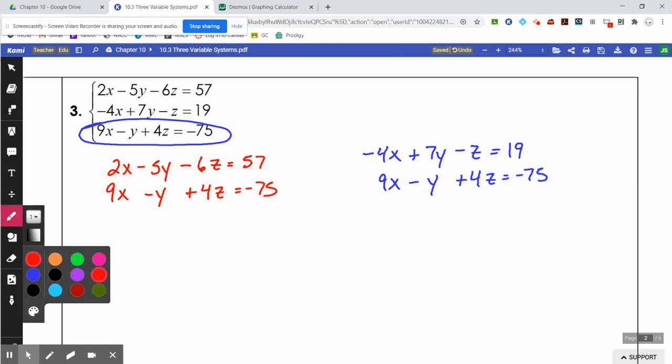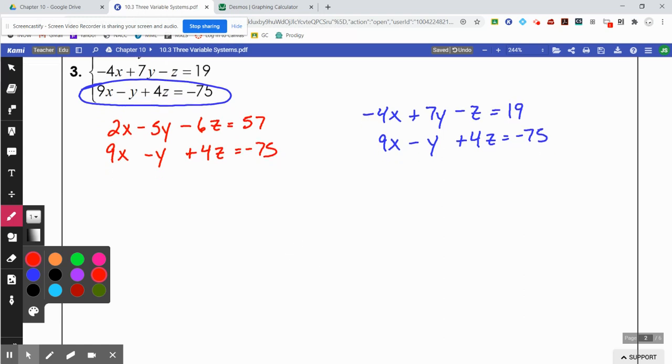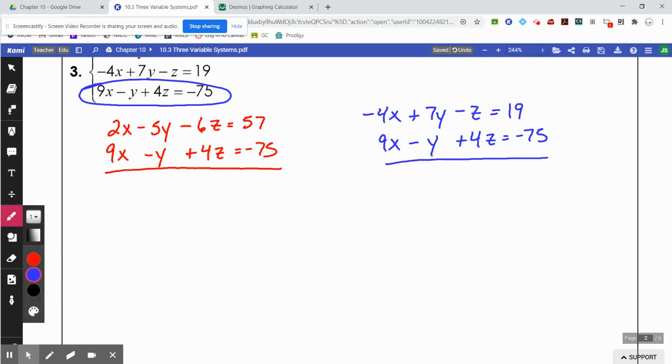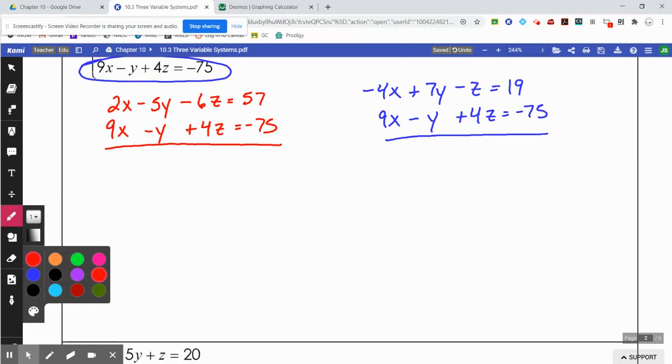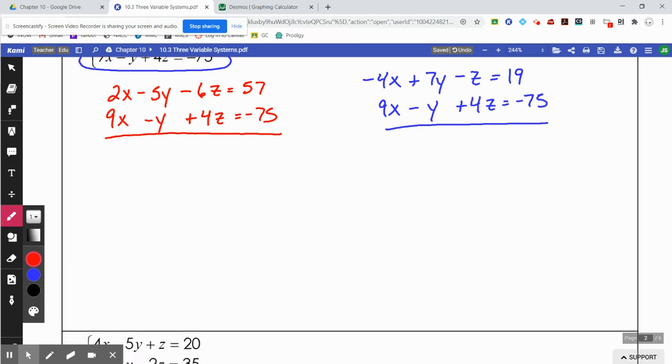Now, the next step is very important. We're going to eliminate the same variable in each group. So since y was by itself, it's going to be very easy to eliminate y here. And I'm also going to try to eliminate my y's here. So in my first group, to get my y's to leave, I need a positive 5 here. So I'm going to take my second equation, and I'm going to multiply everything by negative 5. And that's going to give me that positive 5.